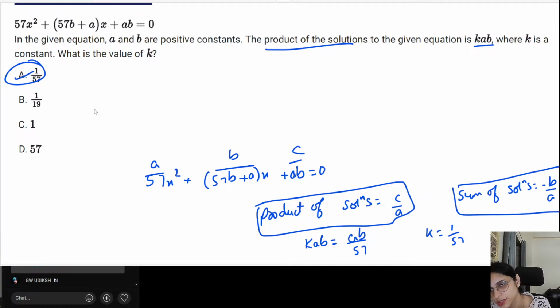So 1 over 57 is your answer. No need to do anything. You just need to remember these two things. For quadratic equations, product of solutions is C over A, sum of solutions is negative B over A.